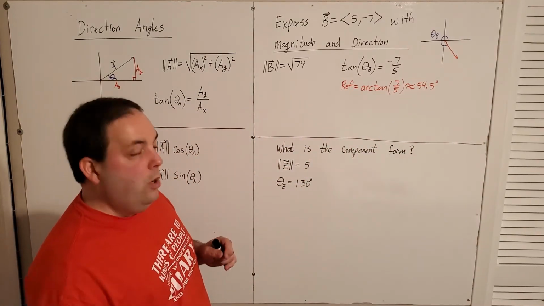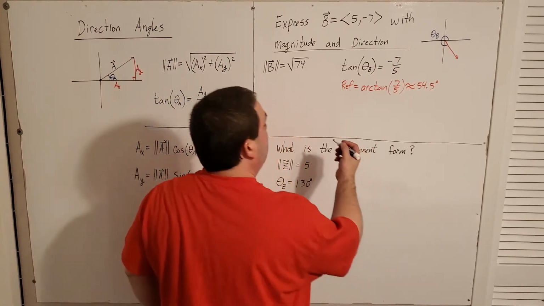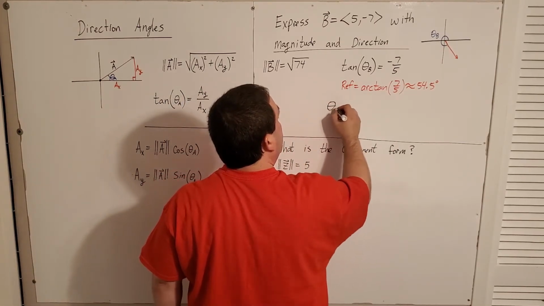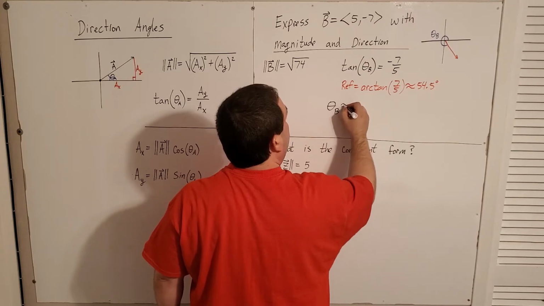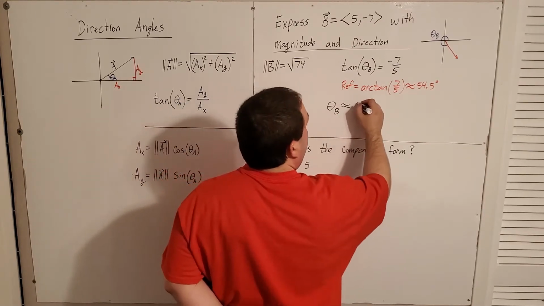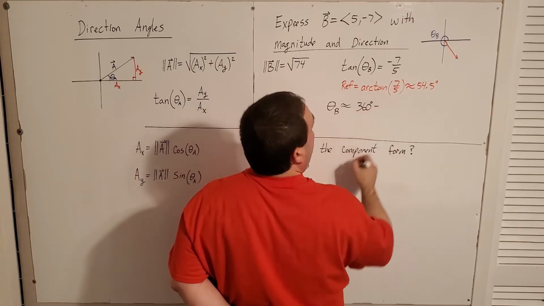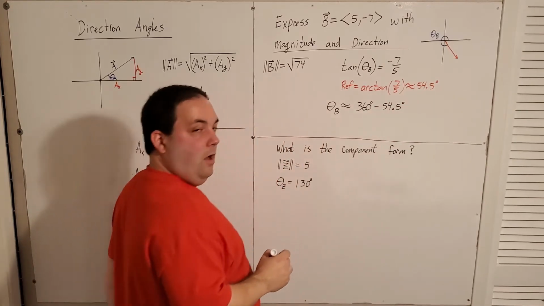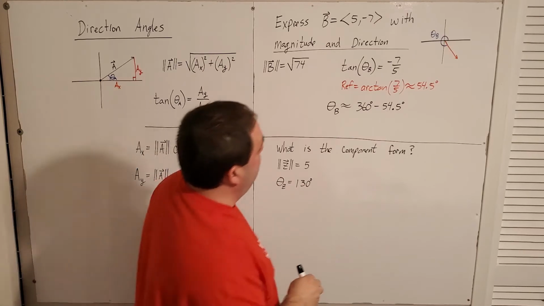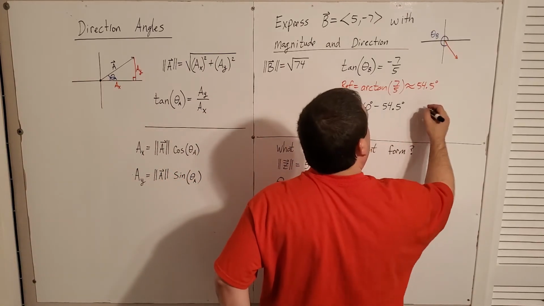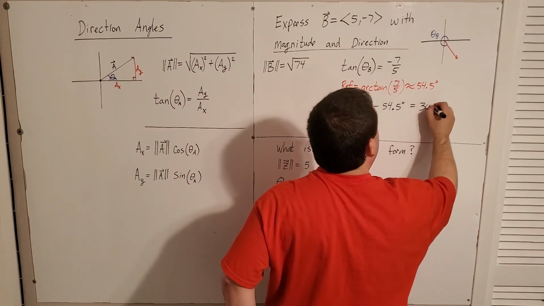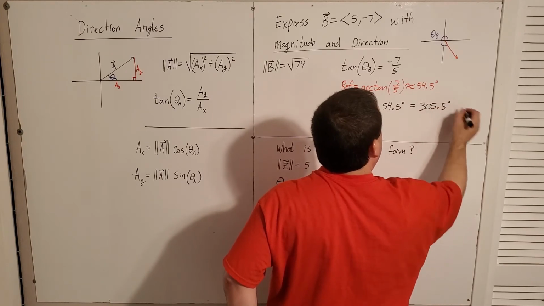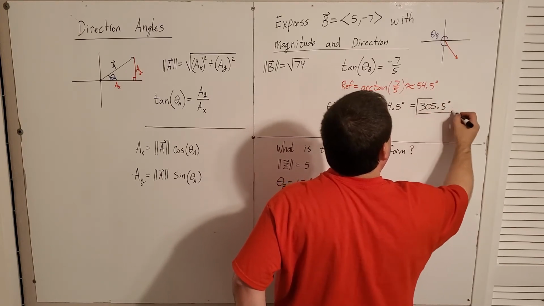Now remember, we're in quadrant 4. So theta B is approximately equal to 360 minus 54.5 degrees, right? So then that's going to give me 305.5 degrees, right?